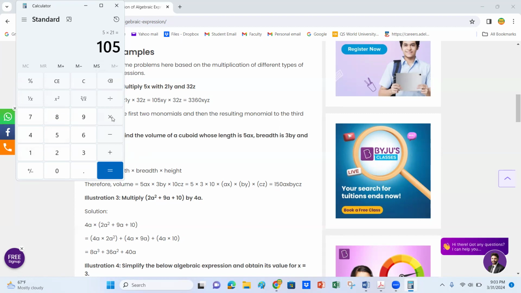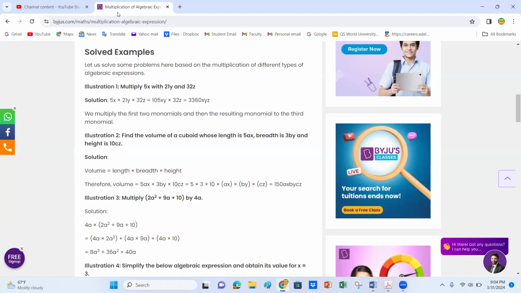Then x and y multiplied will be xy, multiplied by 32. 105 multiplied by 32, and its result is 3360. Okay, so x and y will not be multiplied with the constants, they will just be written like this, xyz, and the constants are multiplied with each other.